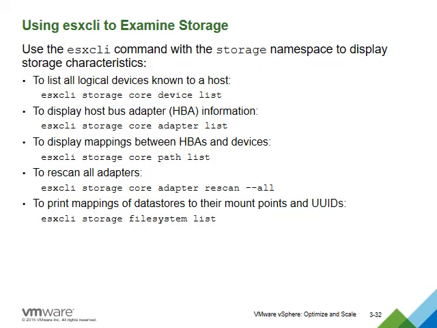Any storage that you have directly connected to an ESXi host can be managed using the ESXCLI command as well. Right here, it shows how to list your logical devices on the host. You can display a host bus adapter, which is your HBA. You can display your mappings between HBAs and other devices. You can rescan your adapters, and you can print mappings of your datastore to mount points of the UUIDs, which is your esxcli storage filesystem list.